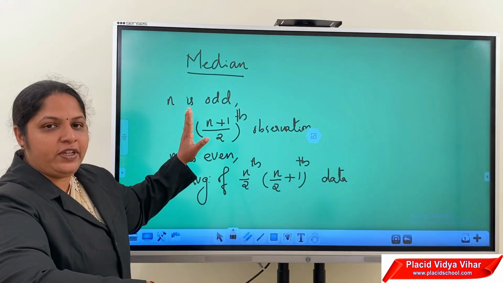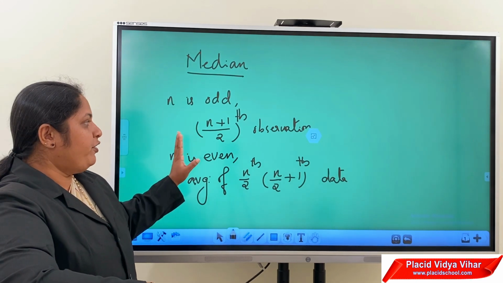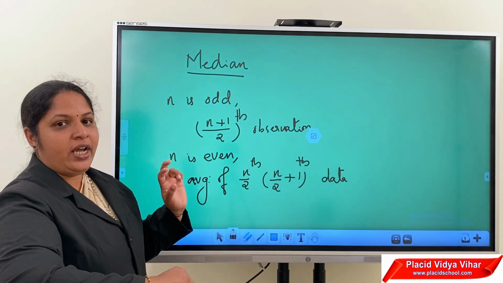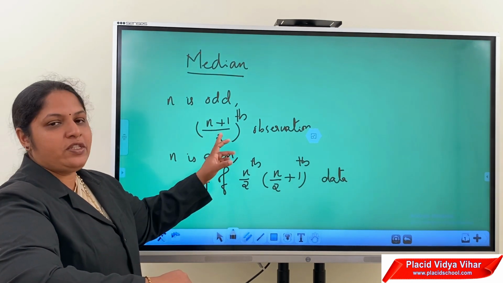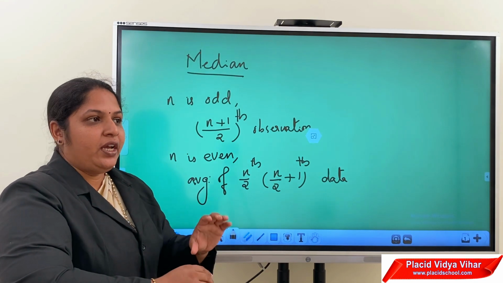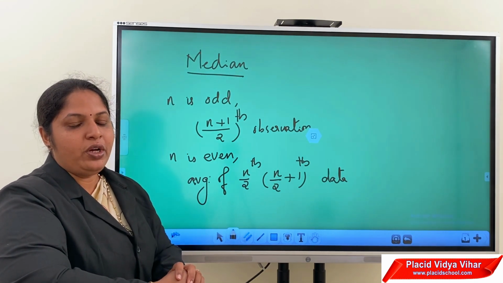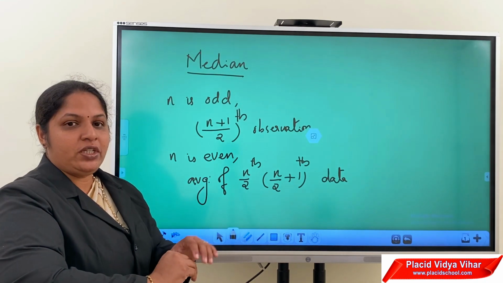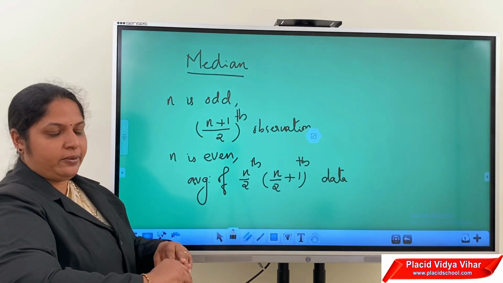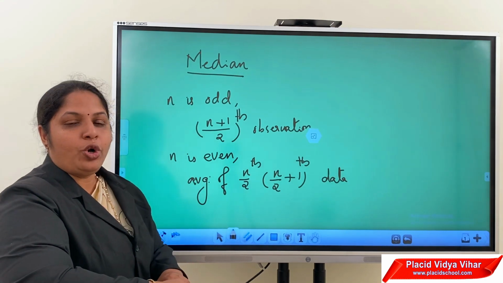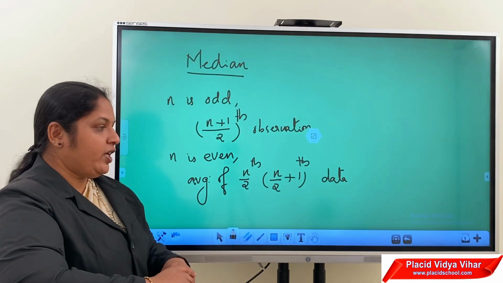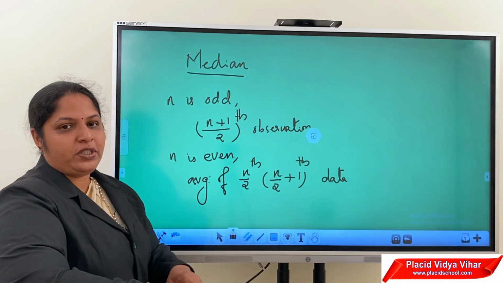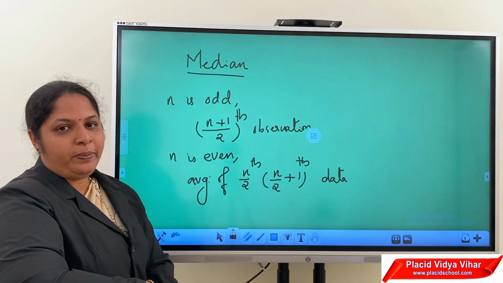If the number of observations is odd, then you have to first arrange the data in ascending order and then find the n plus 1 by 2th observation. That is, if n is equal to 9, then you have to take the 10 by 2th observation, that is the fifth observation, which will be your median. What if n is an even number? If n is an even number, then you have to take the average of the fifth and sixth observations. That will be your median.